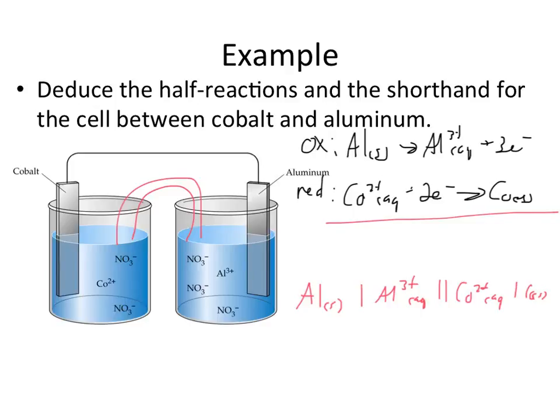Now, if you wanted to, you could calculate the E cell, which we'll be doing a little bit later. So for these reactions, look at your standard potential, and our E cell for this reaction is positive 1.38 volts. So we see that it's a spontaneous reaction.